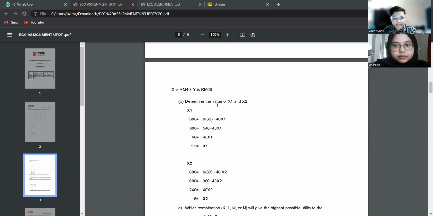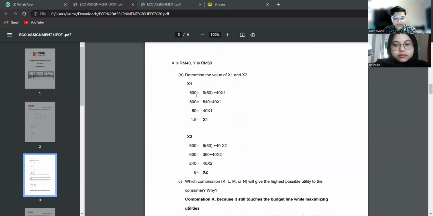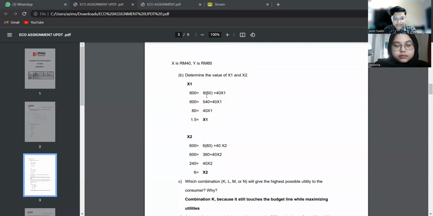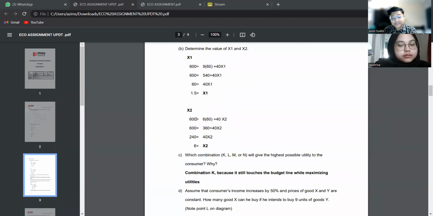Now we have to determine the value of X1 and X2. For X1, we now know that Y is 60 ringgit. So now we just put it into the formula, but this time we replace X with X1. So 600 equals 9 times 60 plus 40 X1. So 600 equals 540 plus 40 X1. So 60 equals 40 X1, from 600 minus 540. So X1 is 1.5. That's the value of X1.